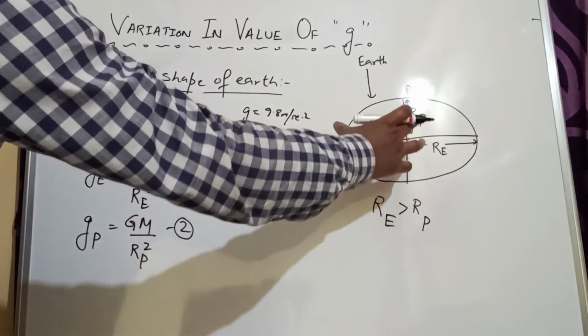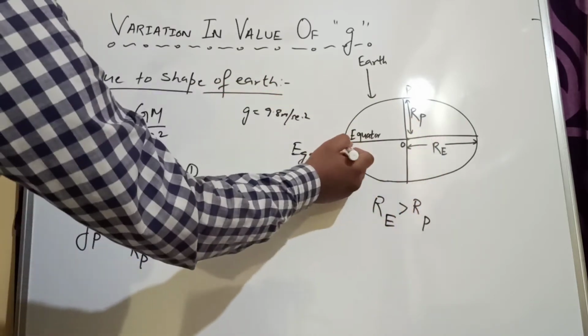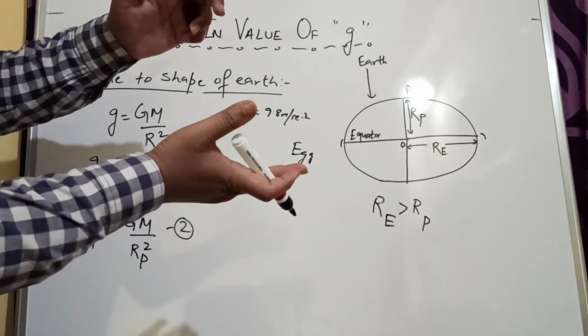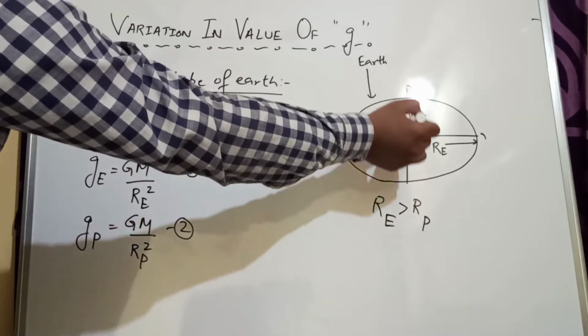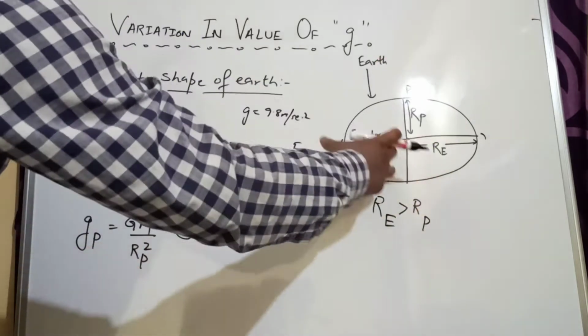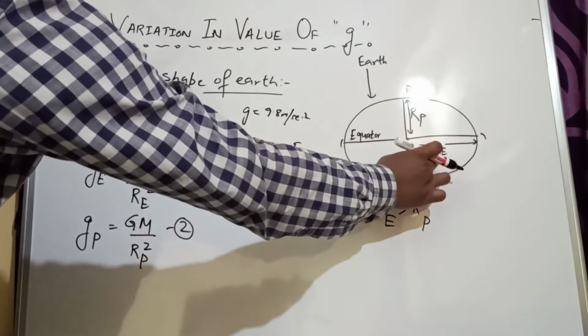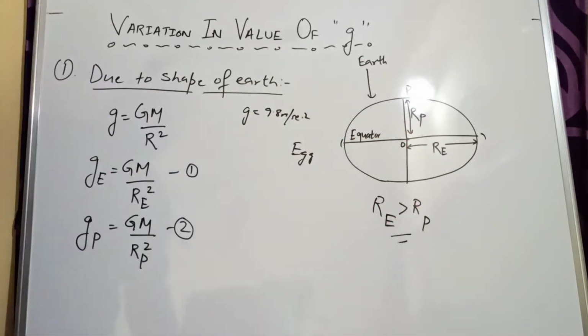Means the Earth is quite bulged out at the equator positions. These are the equator positions, right? And it is slightly compressed at the pole positions. This is your pole position. This is your north pole, and this is your south pole. Now see, it is evident from the figure that the radius at the equator is more than the radius at the poles. Okay, so this is the condition.